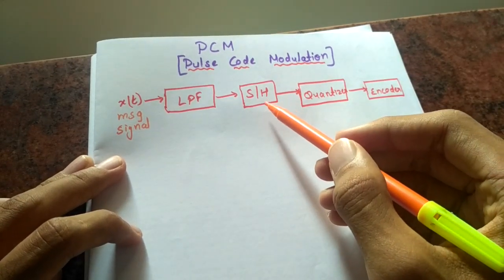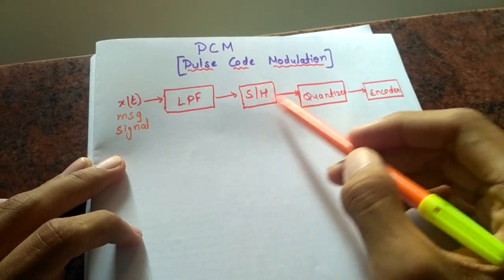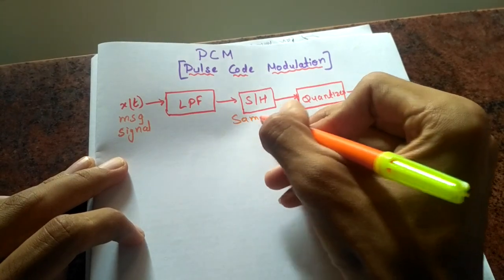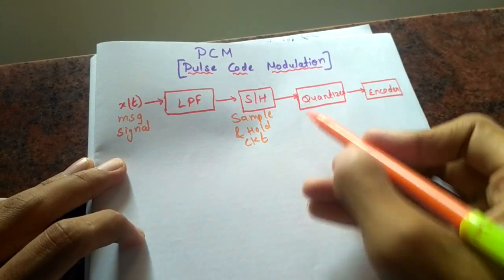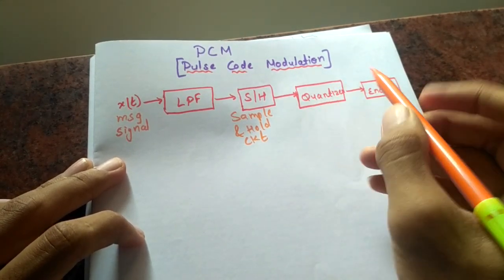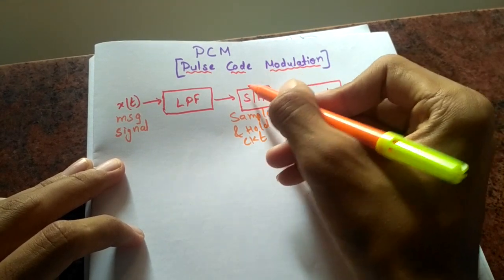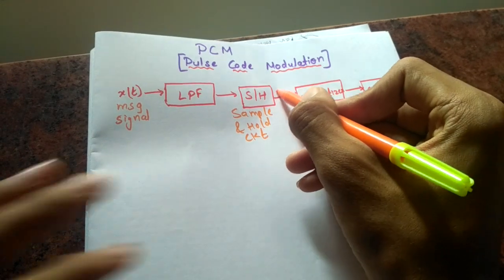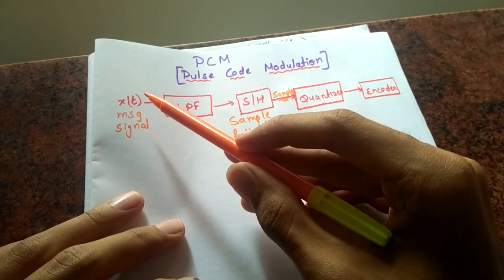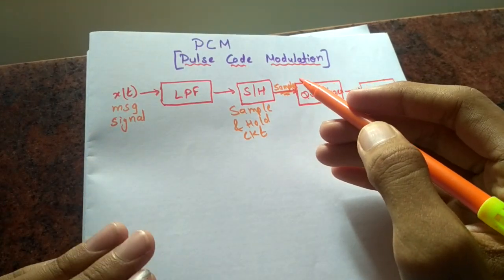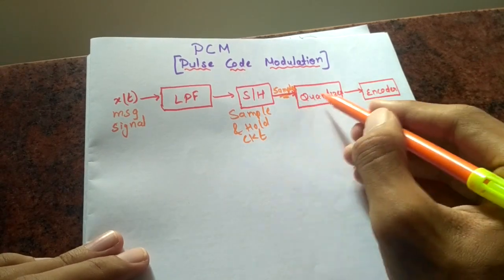This is the sample and hold circuit. So over here the message signal is band limited, and then the sampling is carried out by this sample and hold circuit. After that the quantizer block will come. And what is the role of the quantizer? The role of the quantizer is to approximate the samples. From here we will get samples, so this signal x(t) is sampled at regular intervals with some appropriate sampling rate, and these samples are then quantized.